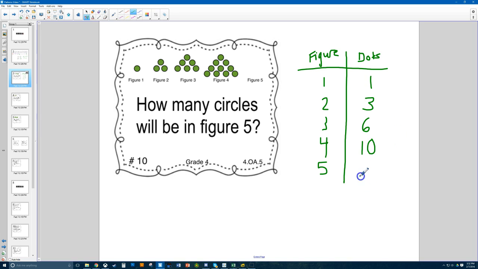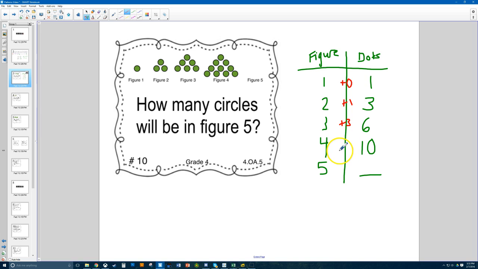And it wants to know what is the number of dots in figure number 5. Now, there's different ways that you can go about doing this. One of the first things that you might notice in the chart anyways is that you're not doing anything to go from 1 to 1. But here, to go from 2 to 3, you might be adding 1. To go from 3 to 6, you might be adding 3.